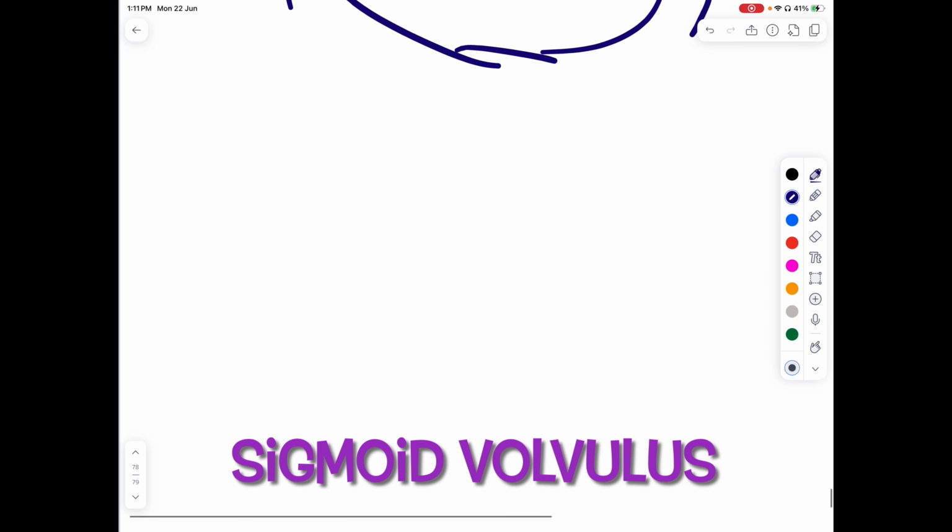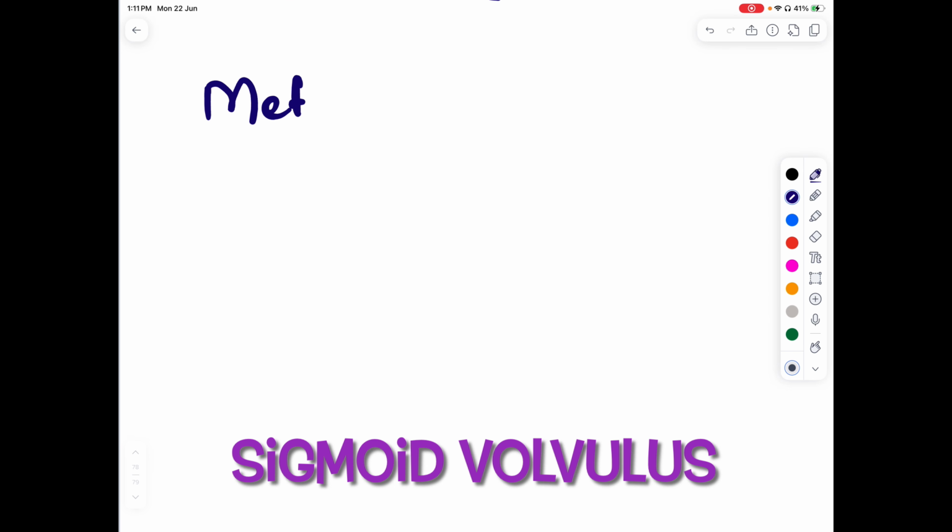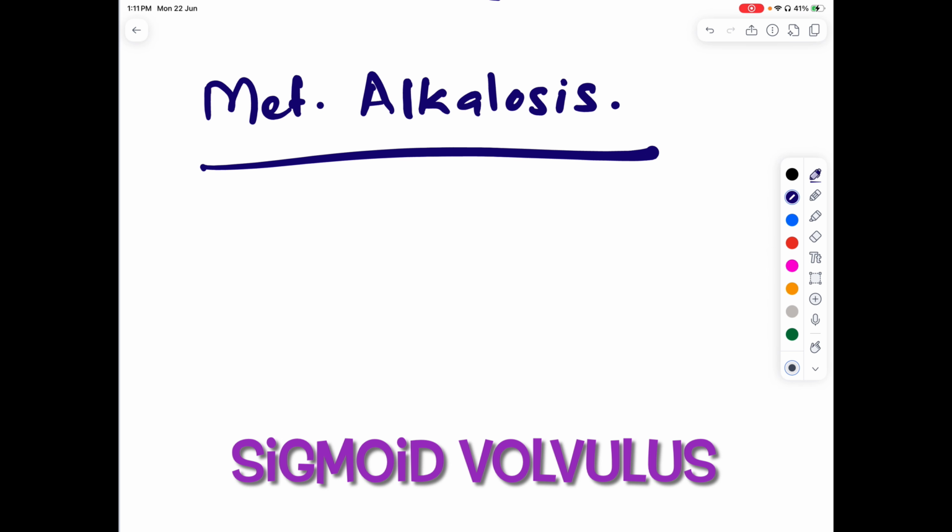So what happens in this? Metabolic alkalosis. Potassium is lost, acid is lost, with dehydration and vomiting there is always alkalosis. A lot of hydrogen ions are lost in vomiters, and there is loss of chlorides and retention of bicarbonate by the renal tubules. So there is alkalosis.